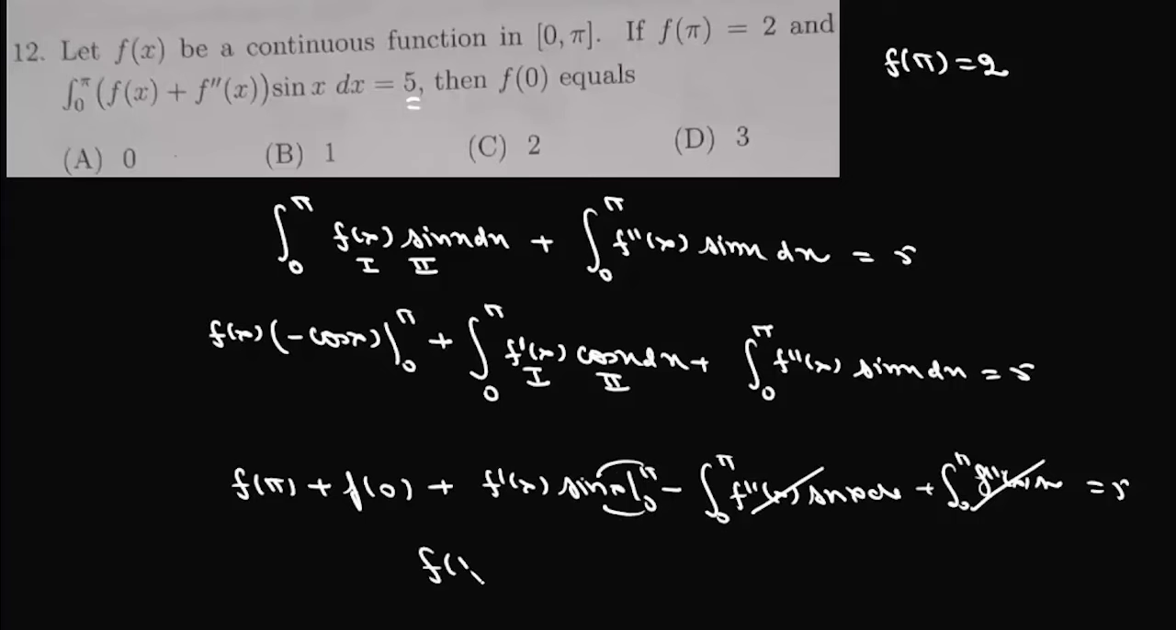So from here we'll get f(pi) + f(0) = 5, and we are given that f(pi) is 2. So from here we can clearly write the value of f(0) is 3, and that's your option D.